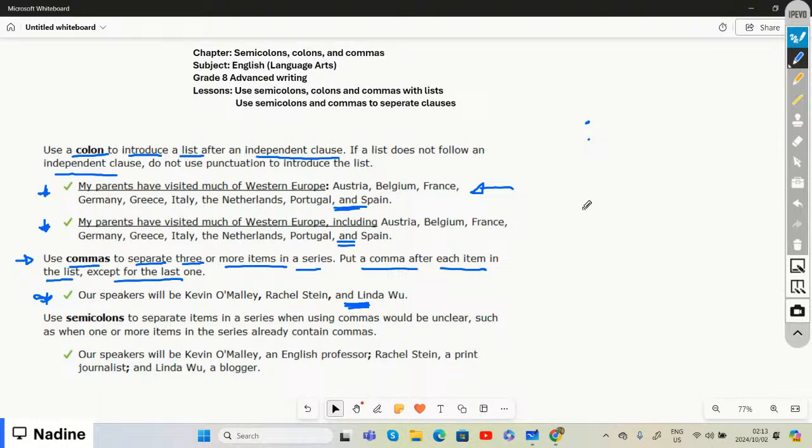Then we have a semicolon. We use semicolons to separate items in a series when using commas would be unclear, such as when one or more items in the series already contain commas. And we're going to look at an example of how we can use it.